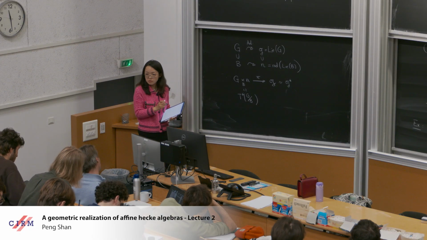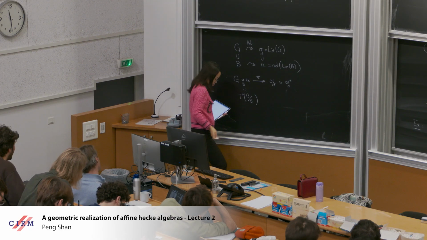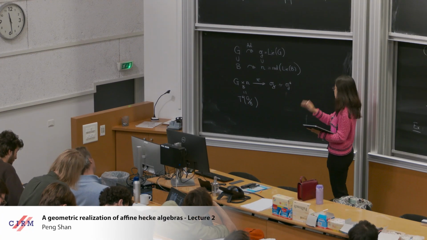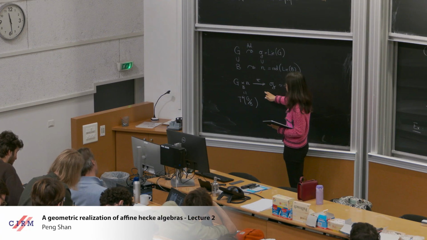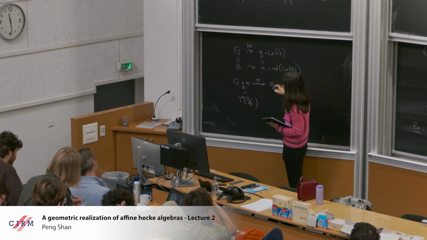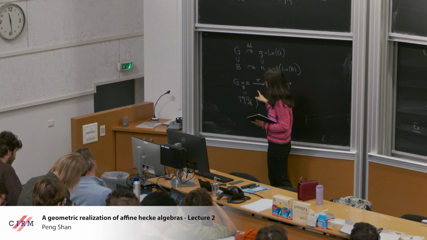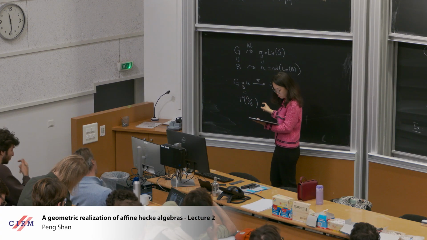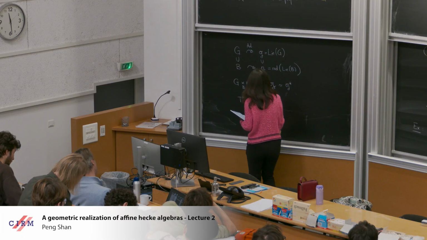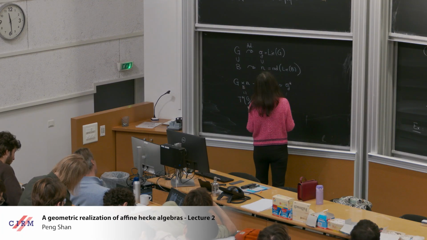Okay. And this is actually the moment map for the G action on this cotangent space. But we don't need all of that. All we need to know is that this is a particular case of that above statement, and we can define a convolution algebra using this.